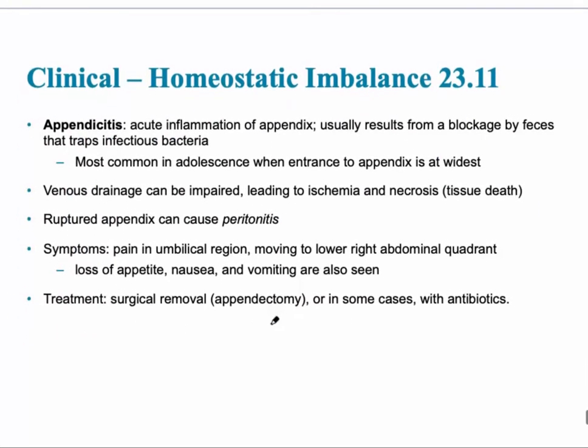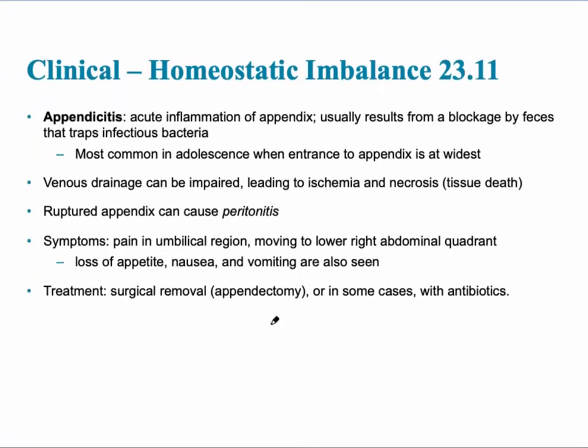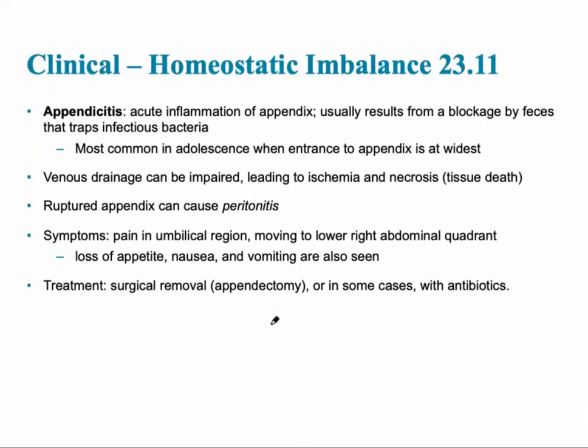So one of the most common homeostatic imbalances associated with the large intestine is appendicitis. And an appendicitis can be very serious. It can be life-threatening. It's an acute inflammation of the appendix. And a ruptured appendix can lead to peritonitis. So it requires surgical removal very quickly to prevent that, called an appendectomy.